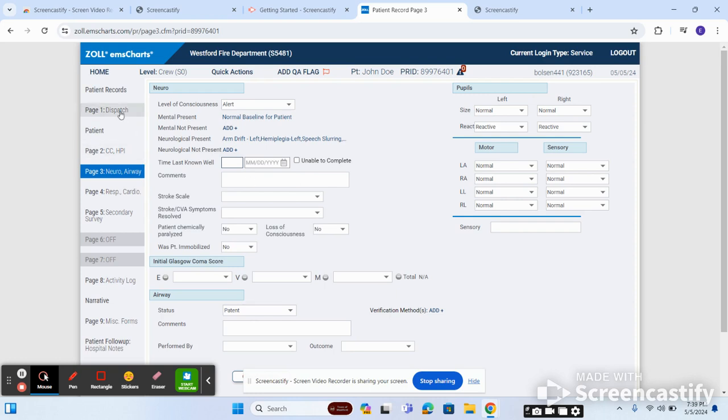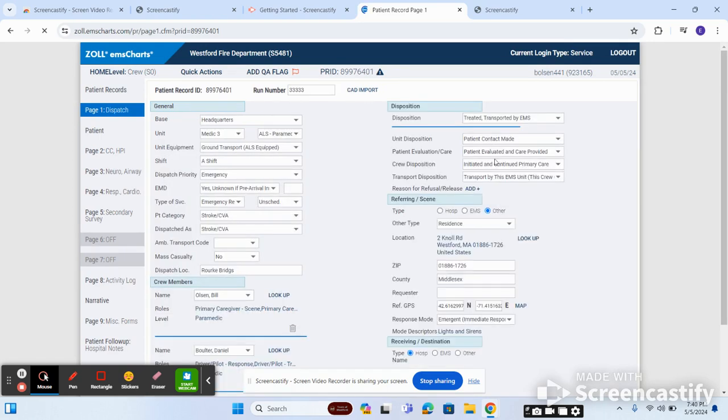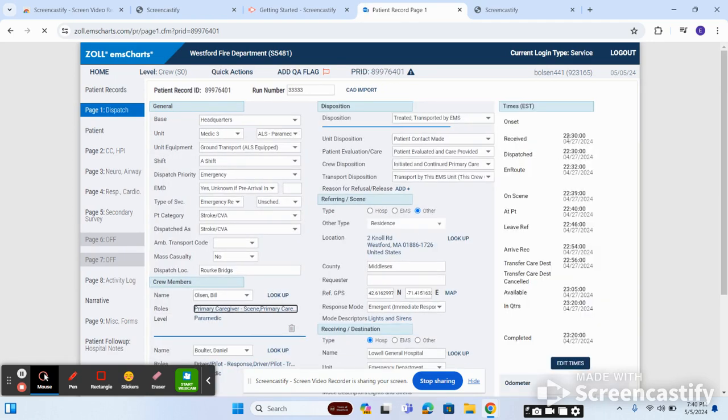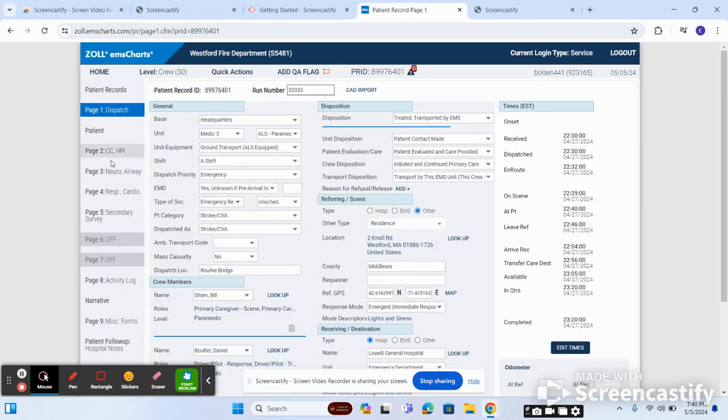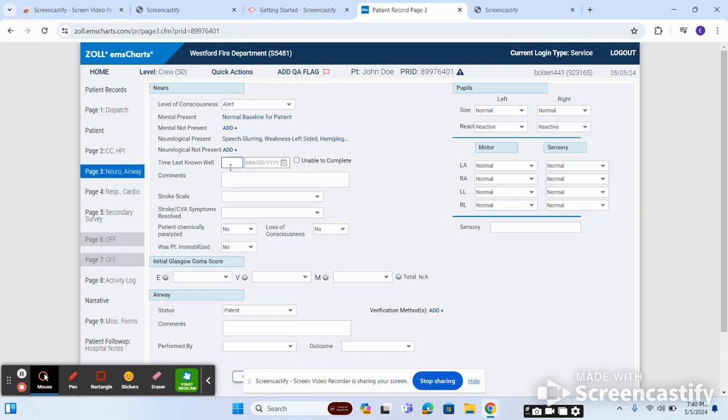So if I can't remember what time I got on scene, I can go back to my dispatch page here. And I know that we were dispatched at 22:30, so it began at about 10 p.m. So we're going to come back here, and we're going to say 2200 hours on the 27th, 2024, done.